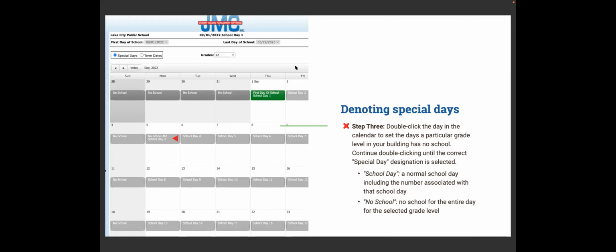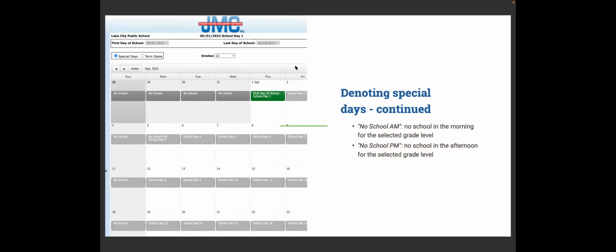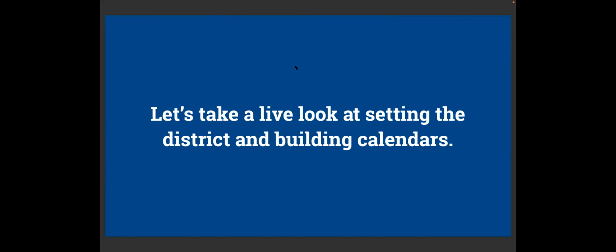No school means you have no school for the entire day for that selected grade level. And then we have no school AM and no school PM options, which just indicates that the selected grade level does not have school in the morning or the afternoon. Sometimes you might track that. Sometimes you might not. That's totally up to your district and up to your state to determine whether or not that's relevant. So let's take a look at setting the district and building calendars in your school.